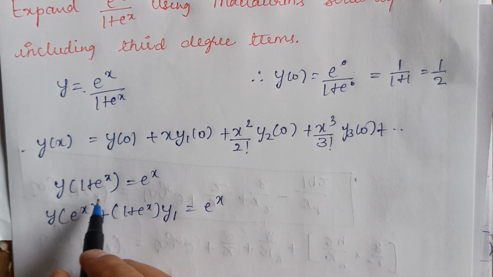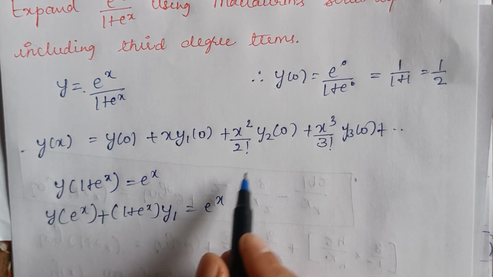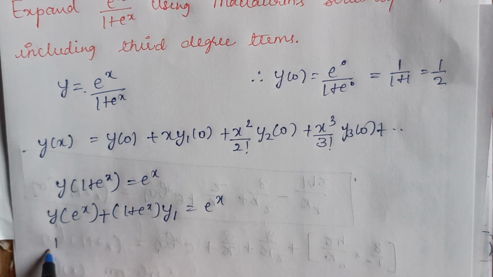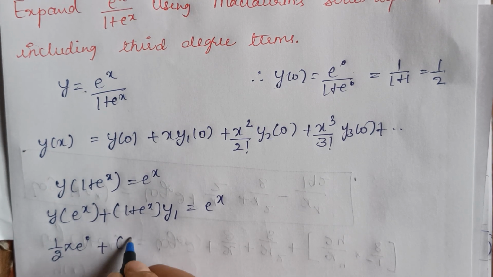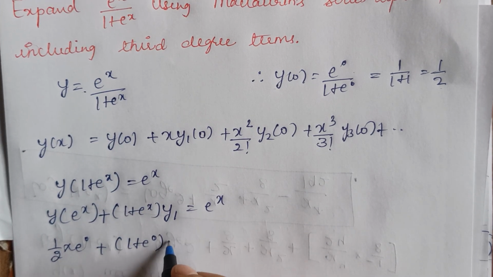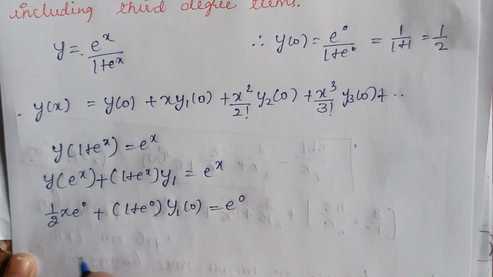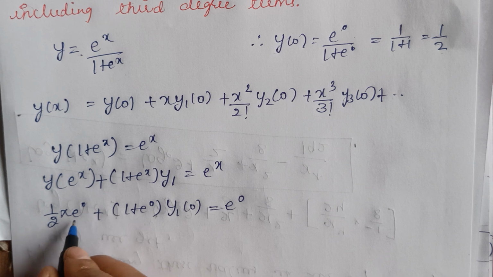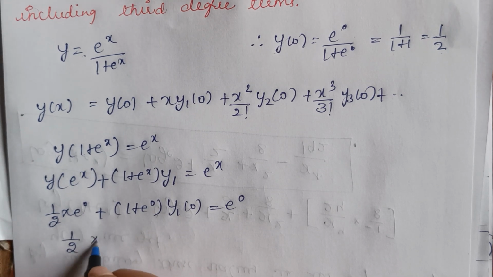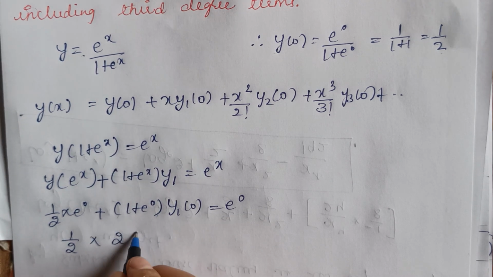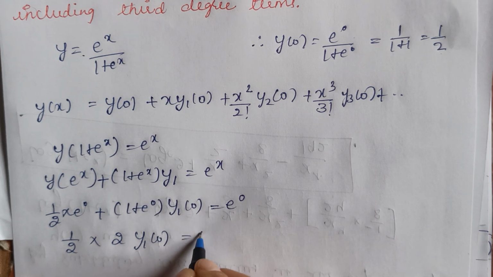Now I will find y1 of 0. Y of 0 is 1 by 2, into e power 0 which is 1, plus 1 plus e power 0, and y1 of 0 is yet to find, is equal to e power 0. So this is 1 by 2 into e power 0. The e power 0 is 1, right? So 1 by 2 into 2, e power 0 is 1, so 1 plus 1 is 2.